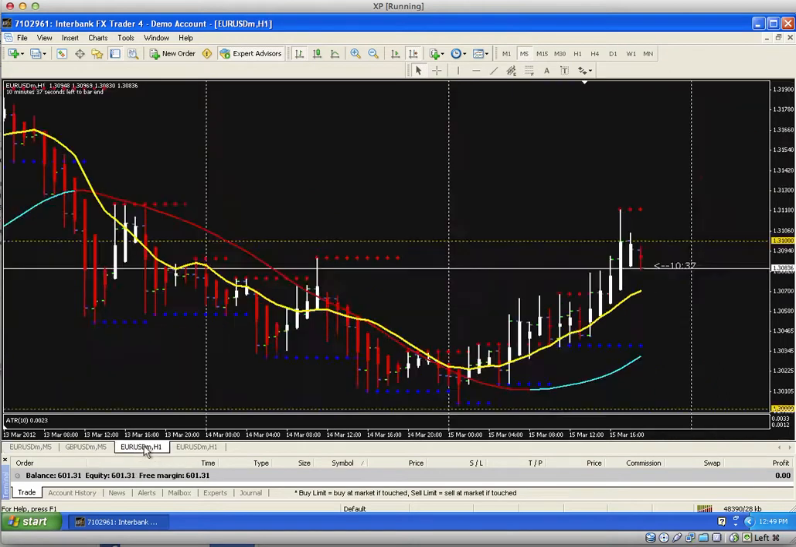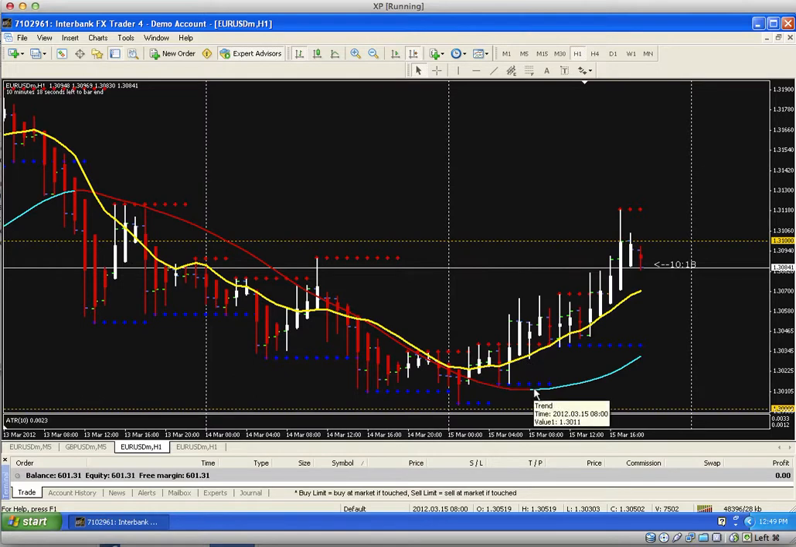I'm mostly using the 1 hour time frame here. The old saying, keep it simple, stupid, I think works pretty well. I think the more things you have on there, the less likely you are to do it. You're going to be so focused on all that. I think basics are an easy way to go.